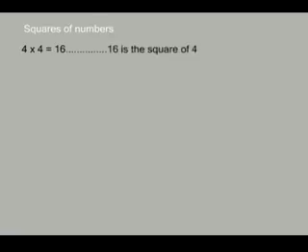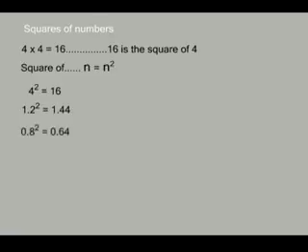In shorthand, the square of a number n is given as n raised to power 2. And so 4 squared is equal to 16. 1.2 squared is equal to 1.44. 0.8 squared is equal to 0.64, and so forth.